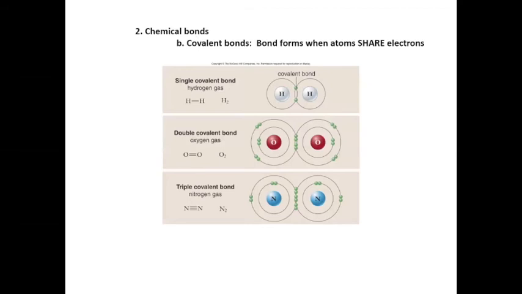This is a double bond. 2, 4, 6, 8, 2, 4, 6, 8. Nitrogen can form a triple bond. Now this is interesting about the bond. A double covalent bond is stronger than a single covalent bond, and a triple covalent bond is stronger than double and single. Right? Just more sharing of electrons.